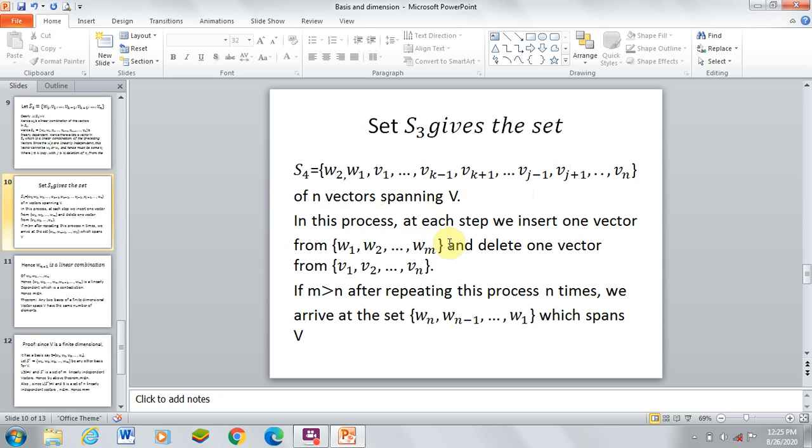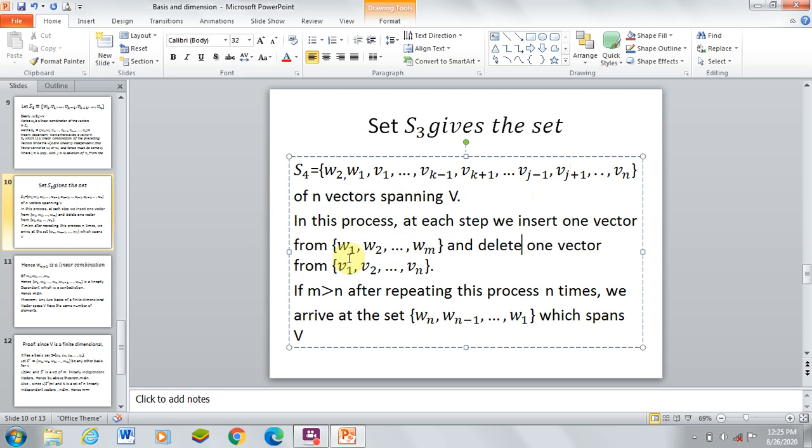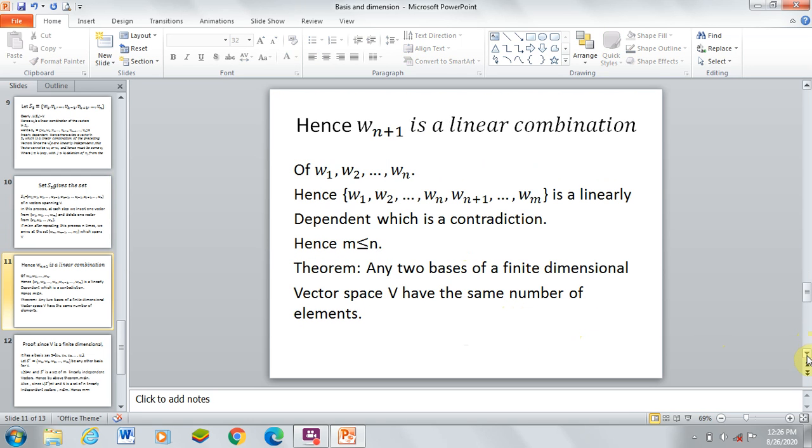In this process, at each step, we insert one vector from W1, W2, ..., Wm and delete one vector from V1, V2, ..., Vn. If m greater than n, after repeating this process n times, we arrive at the set of vectors Wn, Wn minus 1, ..., W1 which spans V. Therefore, Wn plus 1 is a linear combination of W1 to Wn. Therefore, this is linearly dependent.